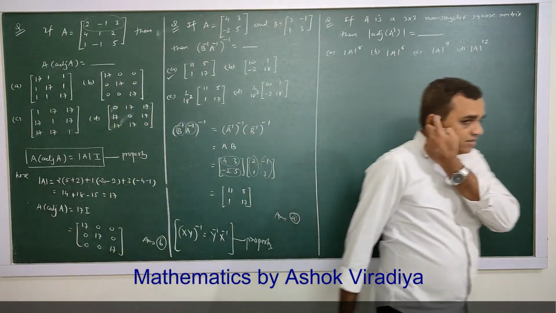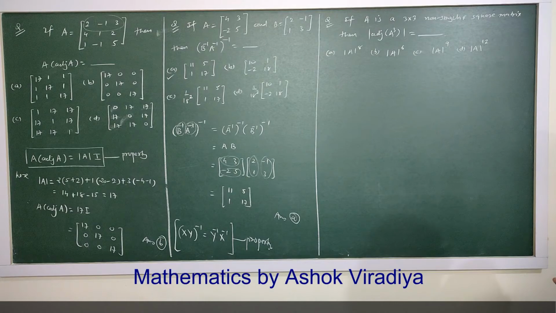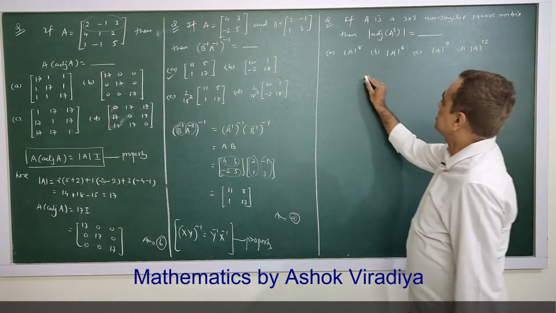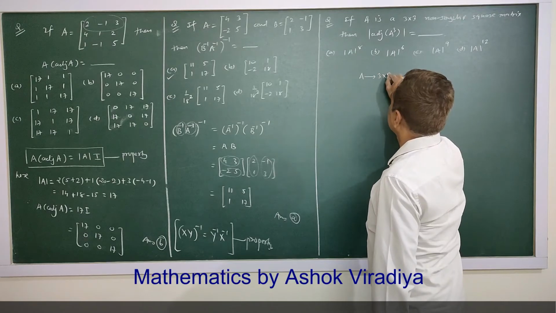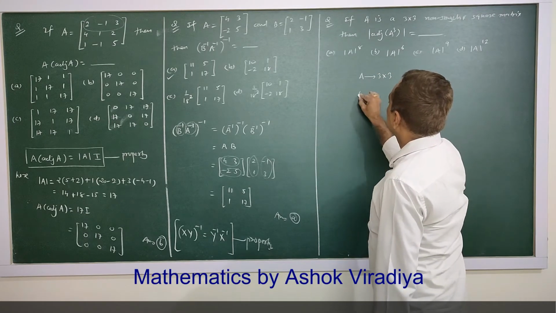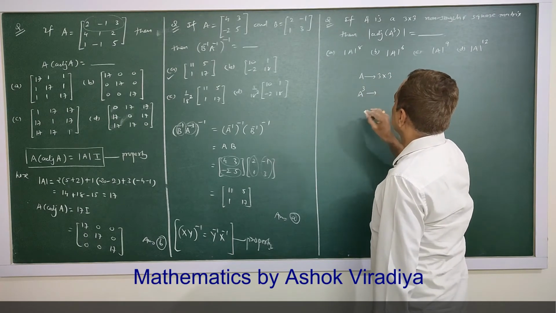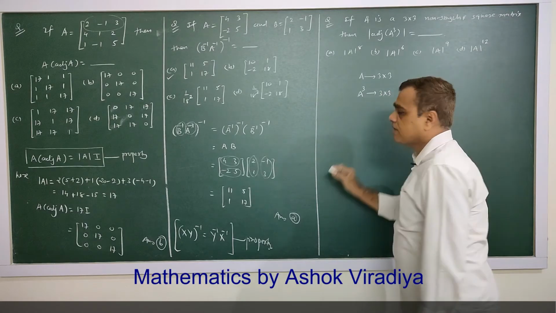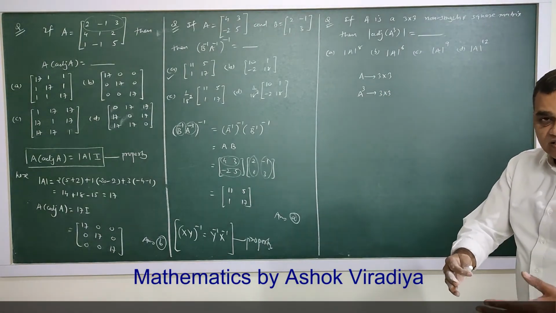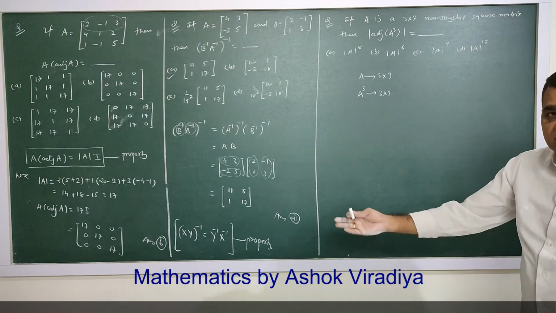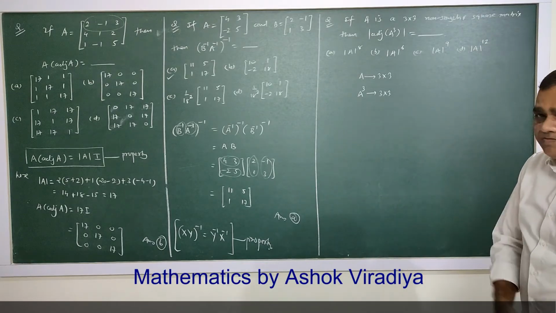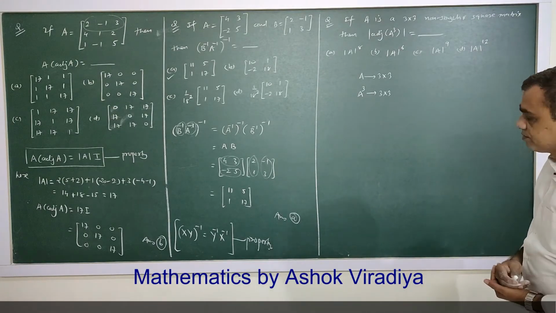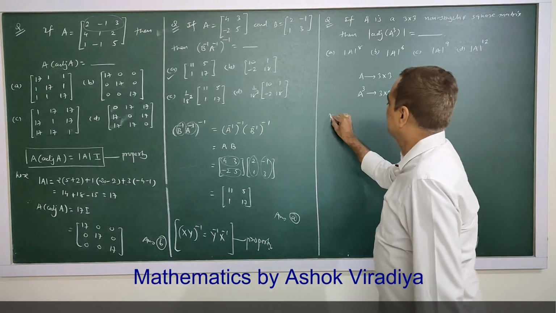Now in this question, A is a 3 by 3 matrix. See, A is a 3 by 3 matrix. So if we take its cube, then this will also be 3 by 3. Multiplying any matrix with itself any number of times, order remains unchanged. Now we know a property.